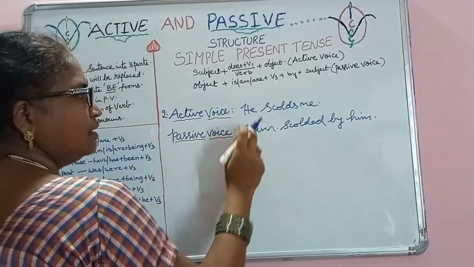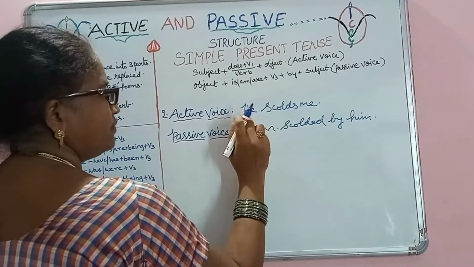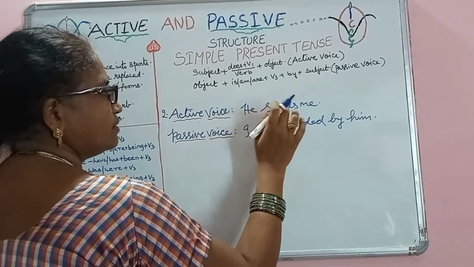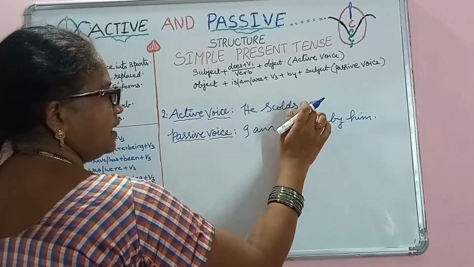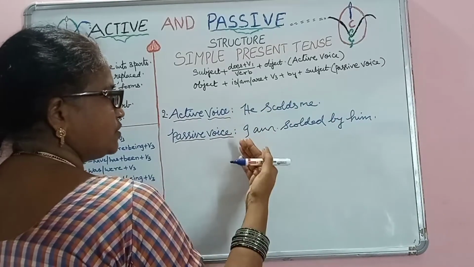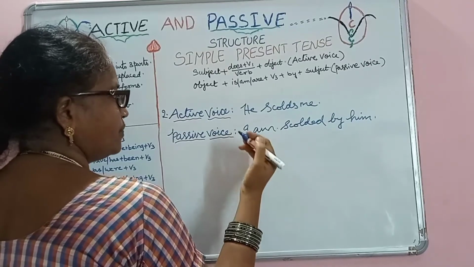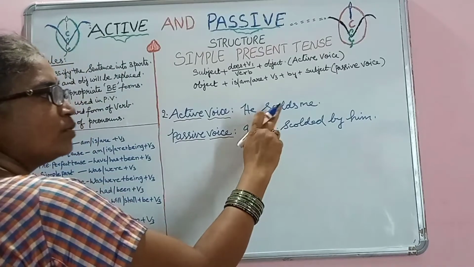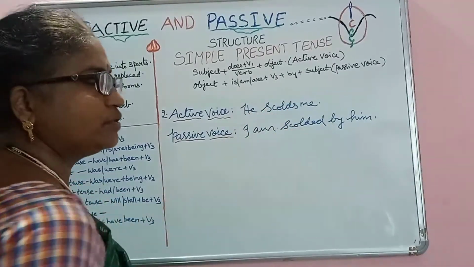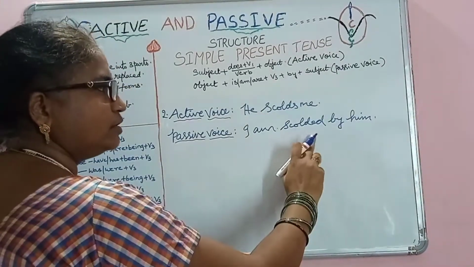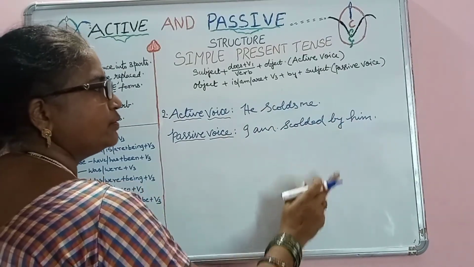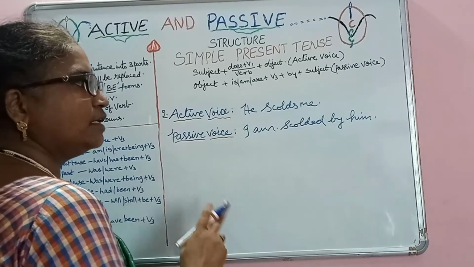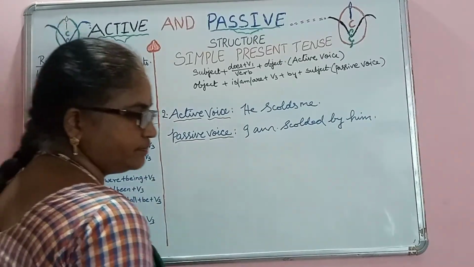So just see here, he scolds me. Identify the sentence in three parts: subject, verb and object. Me will change into I in the change of pronouns, and I is followed with am, and scolds, the verb, has to be changed into the V3 form, and by is followed, and he is changed into him. In every example there will be small changes, so kindly identify them.